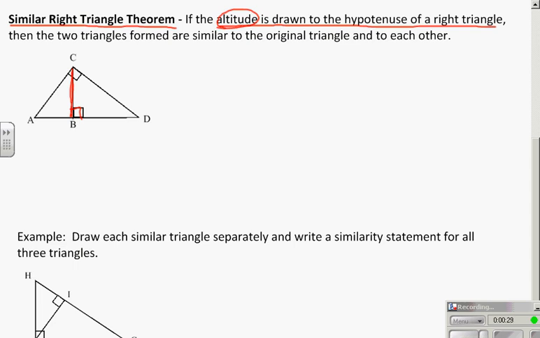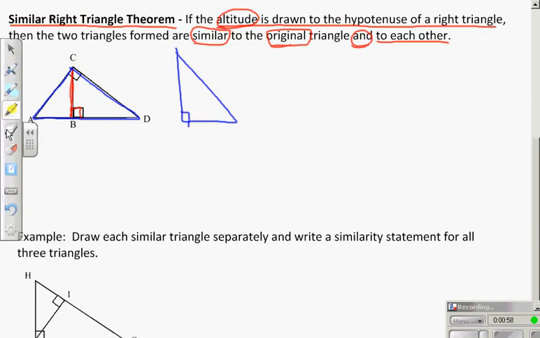This only works for right triangles. Then the two triangles formed are similar to the original and to each other. Now there's a lot of words there, but basically by drawing CB where it is, you get three similar triangles. And I'm going to color code them because you know how I love my color. So I've got the big guy, and I'm going to draw them out separately.